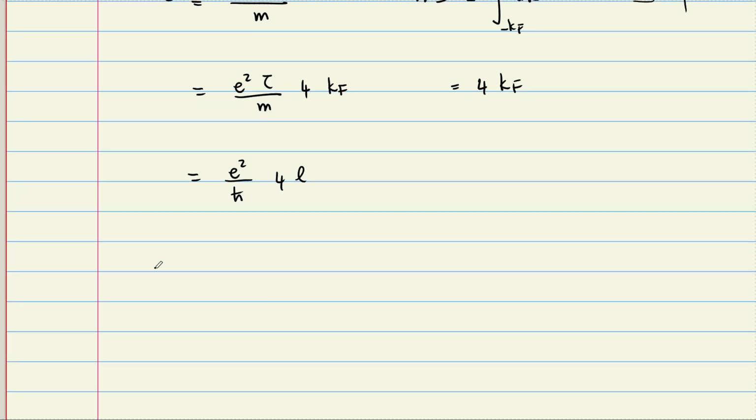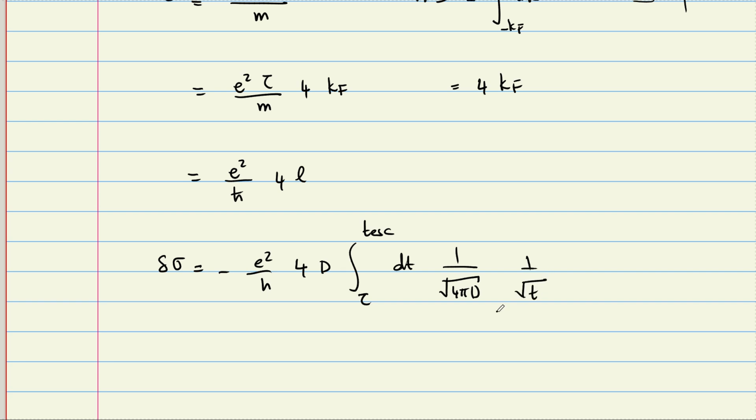Now we need to look at the correction. The correction is delta sigma, and it is equal to minus e squared over h. This 4D, and it's going to go from tau to t escape time, and it's going to be dt, 1 over 4 pi D, 1 over root t, that's in 1D, and this is going to be minus e squared over h.